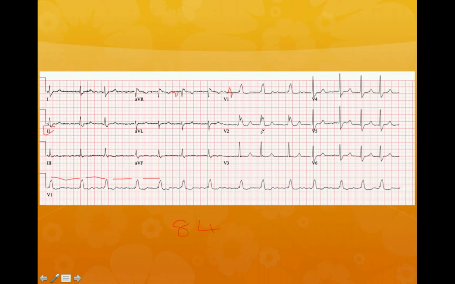So we'll move on to the QRS, and we can say that this is a wide complex rhythm, especially in V1. So we'll take the widest QRS complex, and it is greater than 120 milliseconds. So that is going to be a wide complex rhythm.